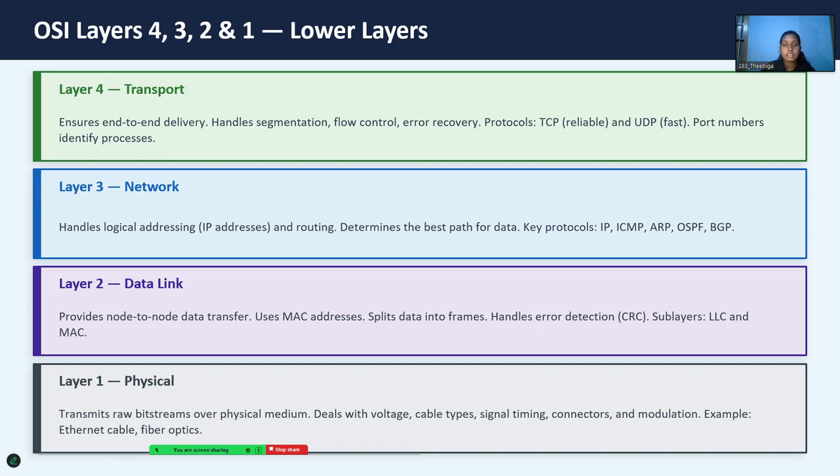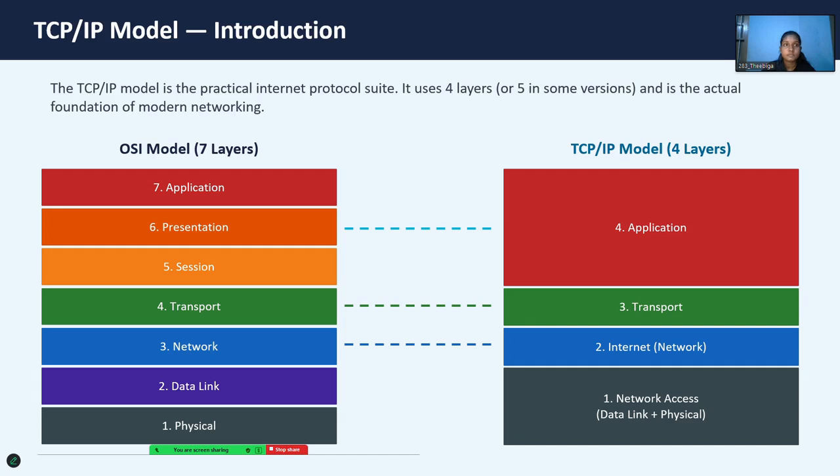Layer 1, the physical layer, is the most fundamental. It transmits raw bits as electrical, optical or radio signals over a physical medium. Everything from the voltage on a copper wire to the type of connector used is defined at this layer.